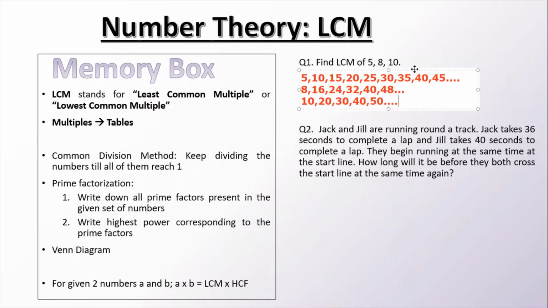Now my job is to figure out a multiple which is present in all these three, and it can be easily noted that 40 is the lowest such number which is present in multiple of 5, multiple of 8 as well as multiple of 10. So the lowest common multiple or LCM for the given question is simply equal to 40.